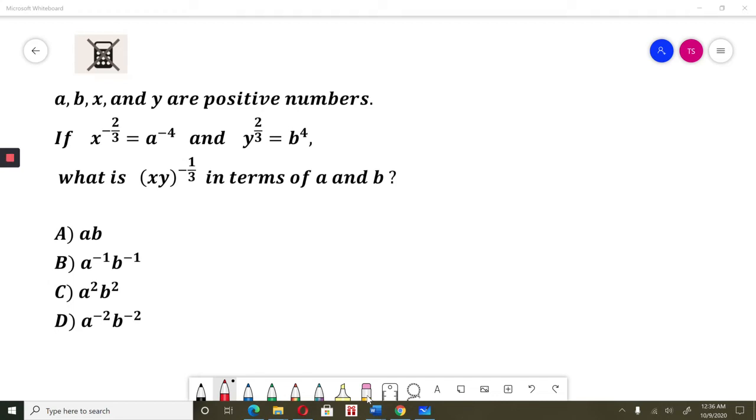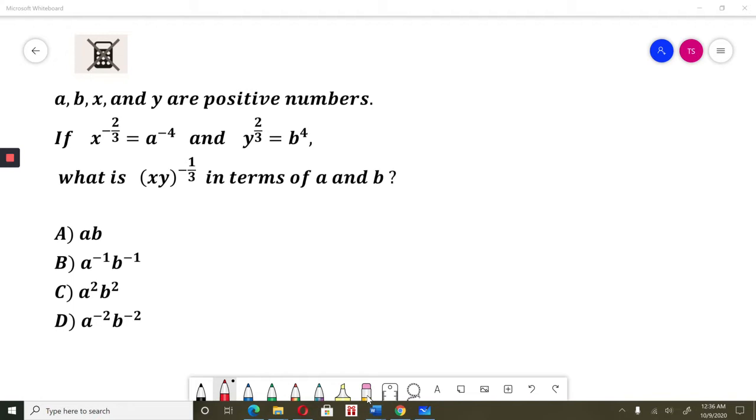a, b, x and y are positive numbers. If x to the power of negative 2/3 is equal to a to the power of negative 4 and y to the power of 2/3 is equal to b to the power of 4, what is x times y to the power of negative 1/3 in terms of a and b?